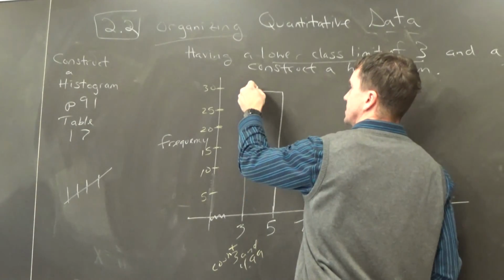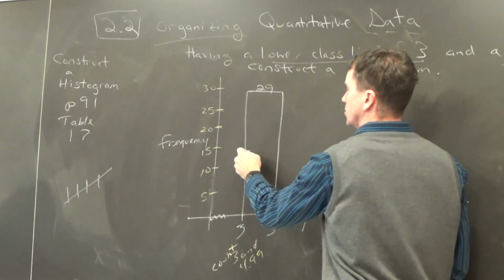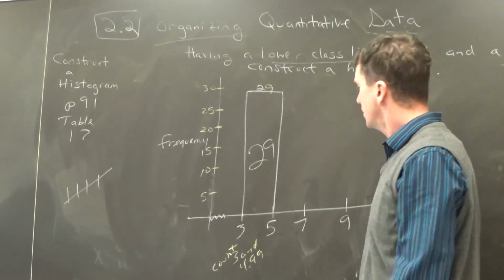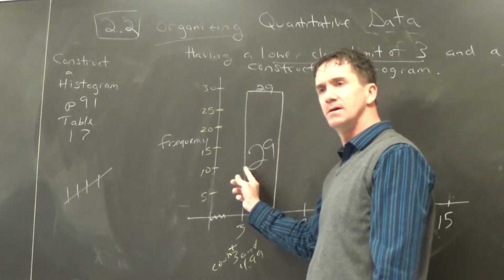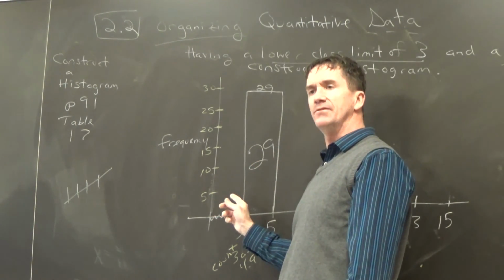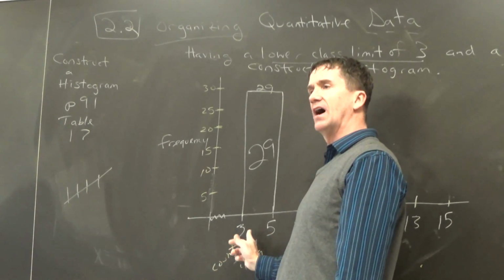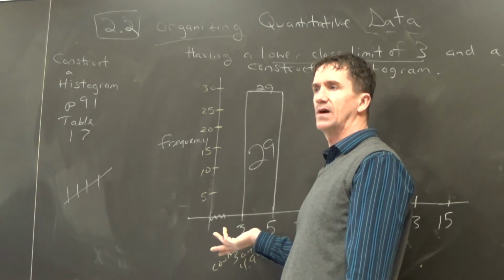You know me, I like to put this at the top. Unless you're one of these who like to write the number really big, that's okay too. There are 29 of these rates of return for 5 years that were between 3 and 5. These were actually in percentages, 3 and 5%.